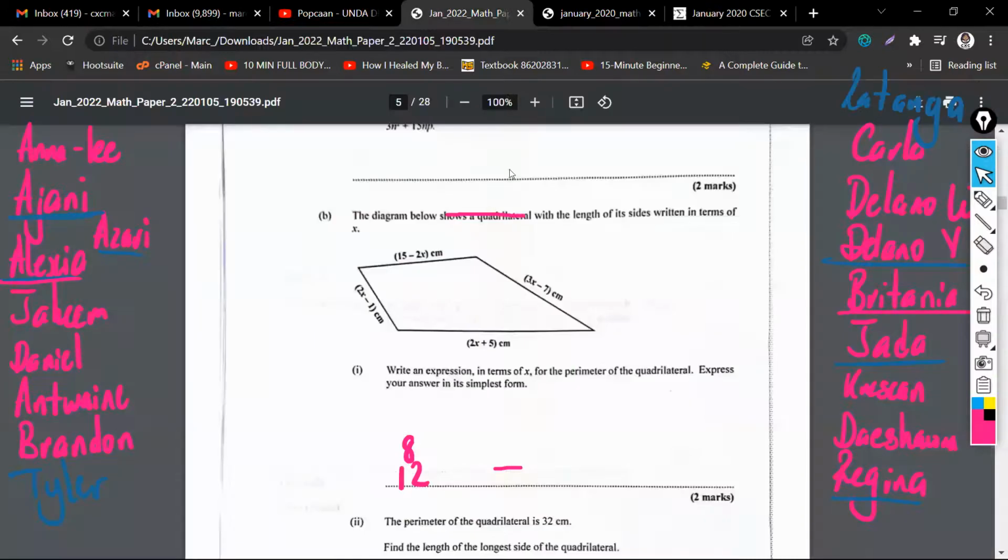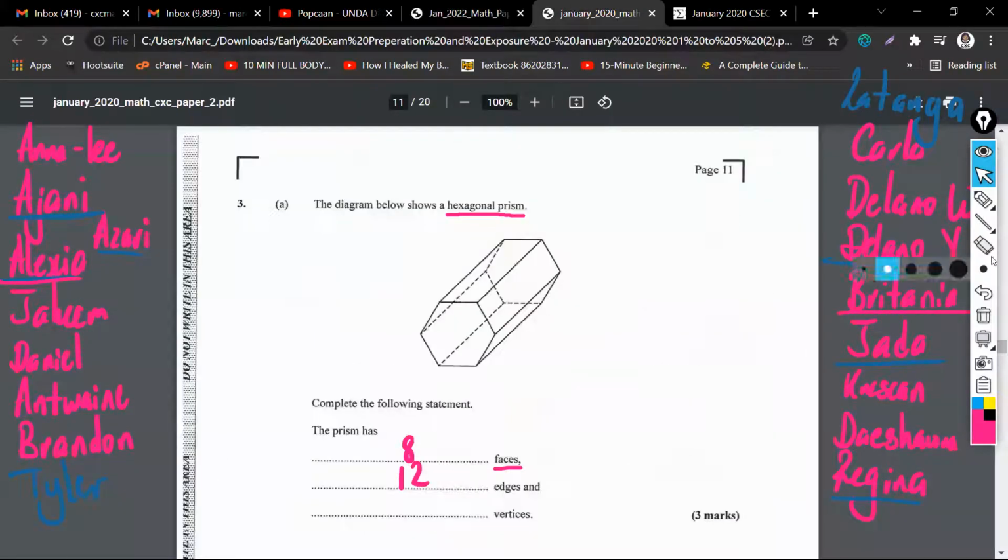So let's look back at it again, guys. Looks like we made a mistake with the edges. Let's do the edges again. Well, when I really think about it, guys, let me just draw the edges for you. This is an edge. This is an edge. This is an edge. This is an edge. This is an edge. And that's an edge. So 1, 2, 3, 4, 5, 6.